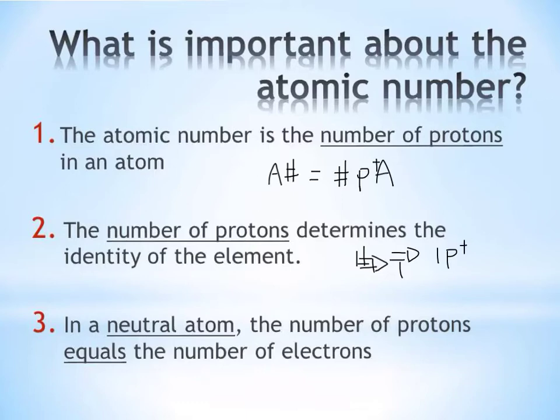If we were to look at oxygen, oxygen has an atomic number of 8, and so it will always have 8 protons in the nucleus. So just a quick reminder, a neutral atom will always have an equal number of protons and electrons.